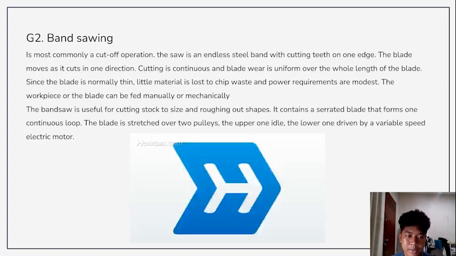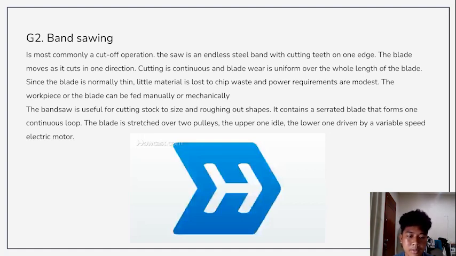Next is band sawing. It is most commonly a cut-off operation. The saw is an endless steel band with cutting teeth on one edge. The blade moves in one direction as it cuts. Cutting is continuous and blade wear is uniform over the whole length of the blade. Since the blade is normally thin, little material is lost to chips, waste, and power requirements are small.